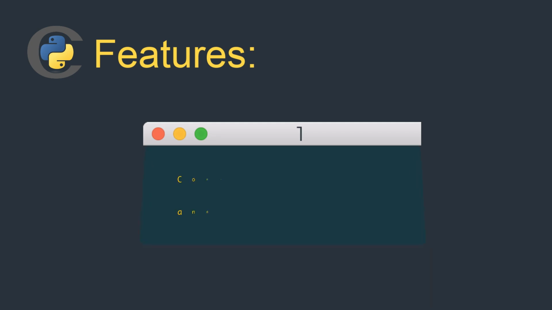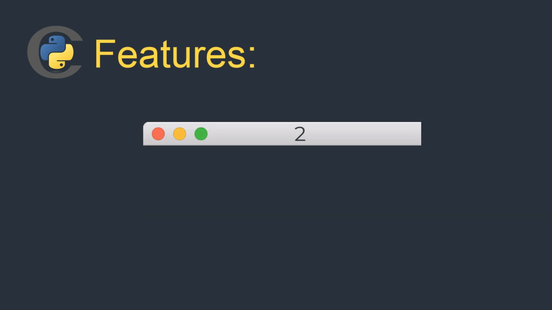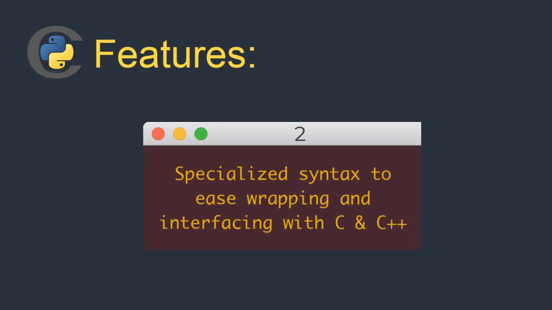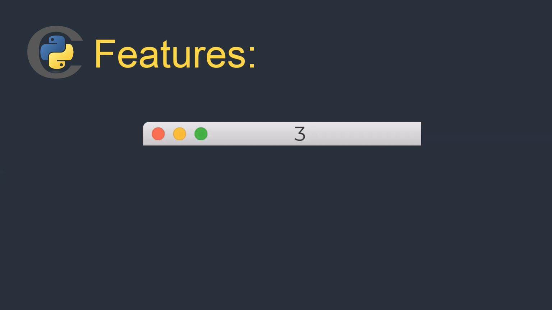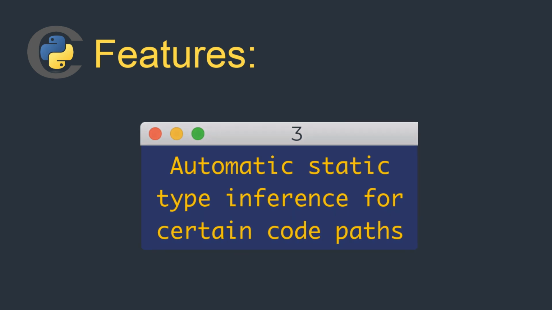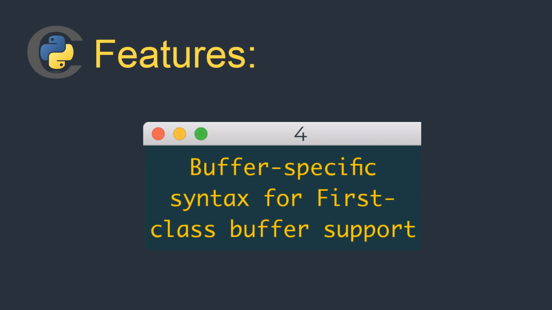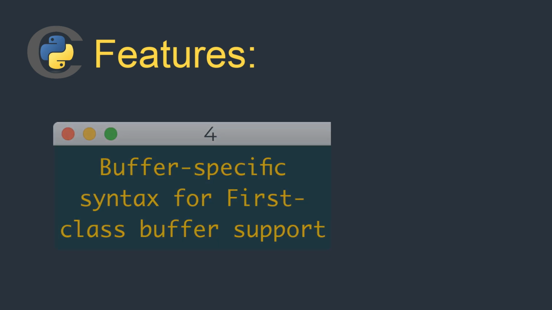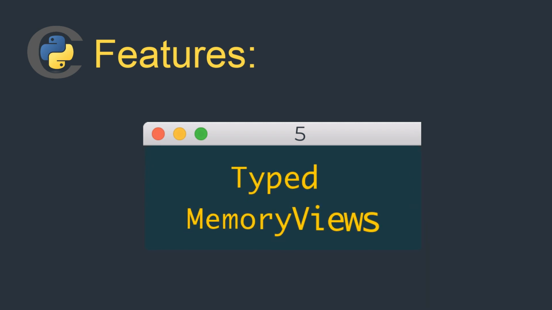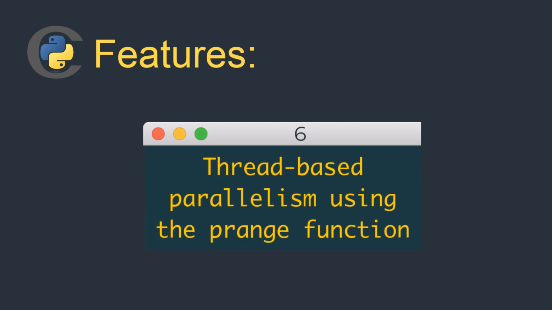Some of these Cython-only features are the following. The first one is the conversion between C types and Python types. Secondly, the specialized syntax to ease wrapping and interfacing with C and C++. Third one is the automatic static type inference for certain code paths. Another one is the buffer-specific syntax for first-class buffer support. And then we have the typed memory views. And the last but not least is the thread-based parallelism using the prange function.